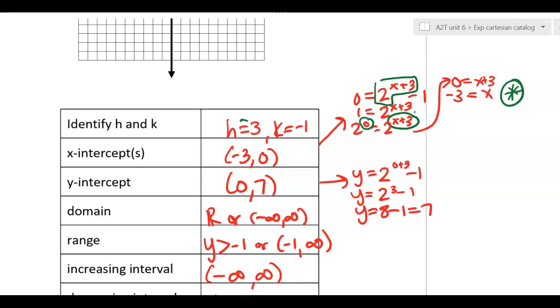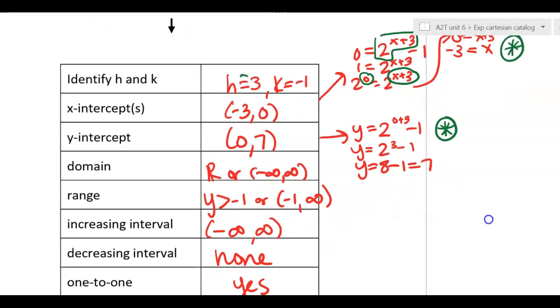Okay, for my y-intercept, it's right here. You see that I plugged 0 in for x, and then I just have to finish this calculation. So first, the exponent is a 3. 2 to the third is 8. 8 minus 1 leaves me with 7. Okay, are we okay with the intercepts here?